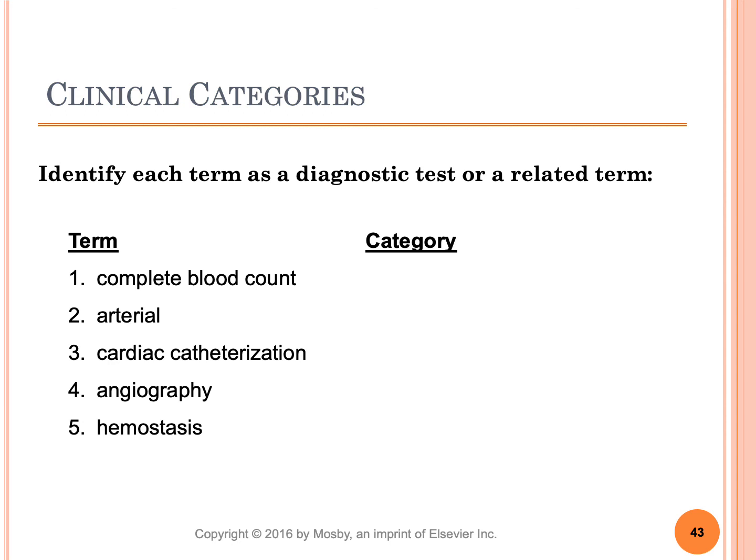Okay, let's look at a few more. Here we're determining, is it a diagnostic test or a related term? And the first one is complete blood count. Is that a test or a term? It is a test. What about arterial? Arterial is a related term that means pertaining to the artery. What about cardiac catheterization? Test or term? That is definitely a diagnostic test.